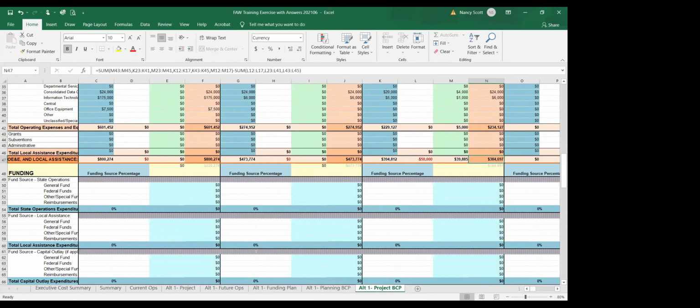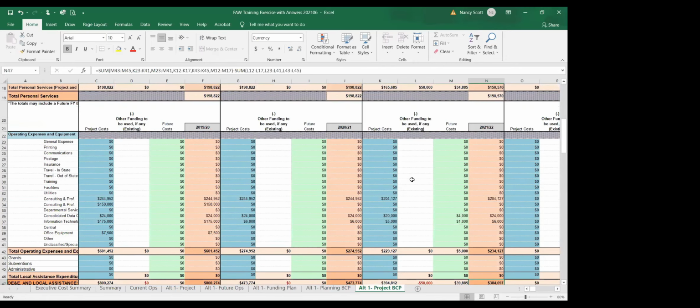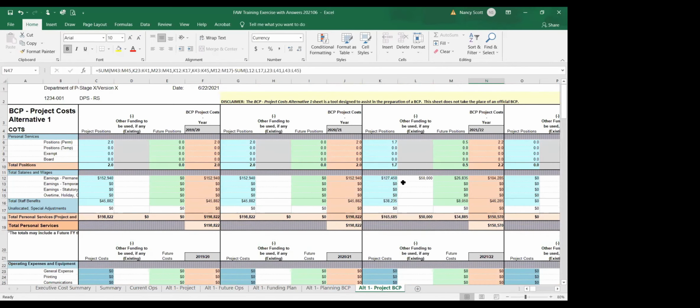So it'll automatically translate what they have entered, but if they're excluding amounts, this is where they would put it, on the other funding use, existing funds used. Does that make sense? Yes, it does. Okay, great.